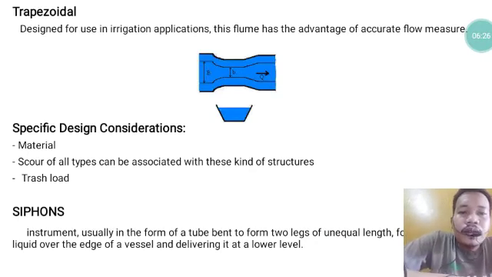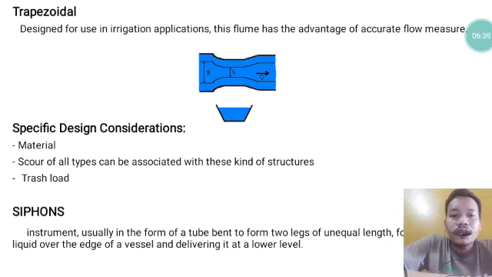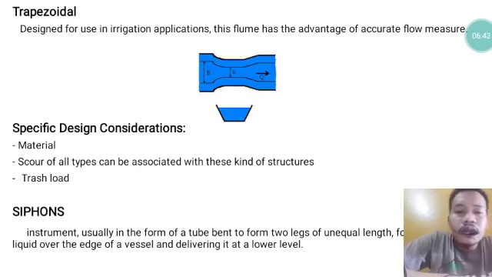Trapezoidal. Designed for use in irrigation applications, this flume has the advantage of accurate flow measurement. So, what are the specific design considerations for this? Material, scour of all types can be associated with this kind of structure. Truss loads.